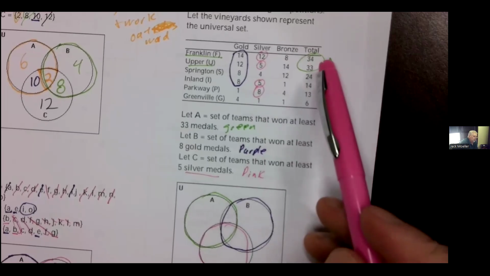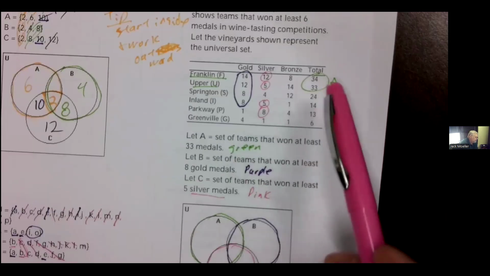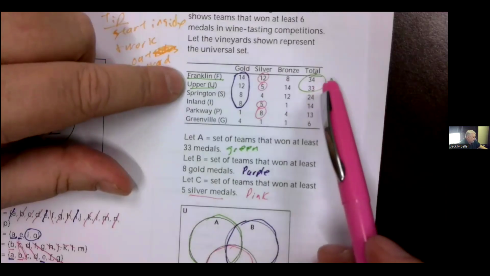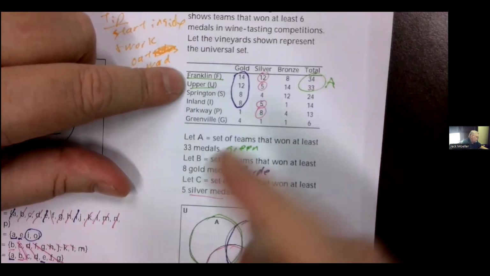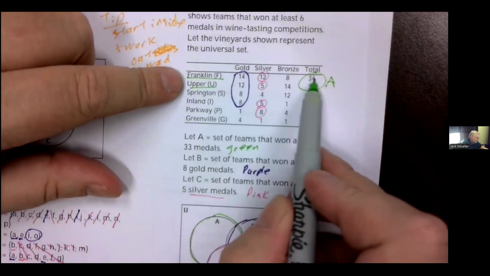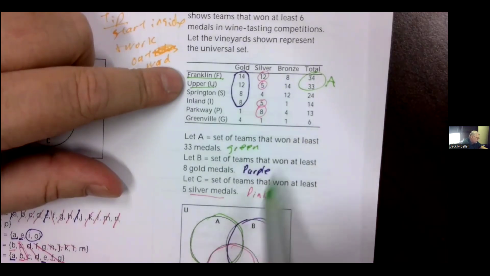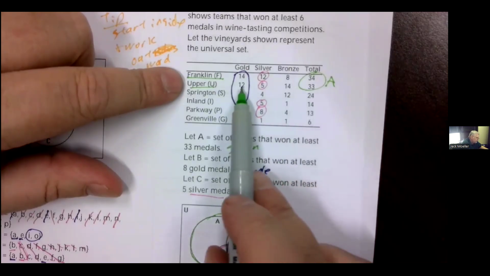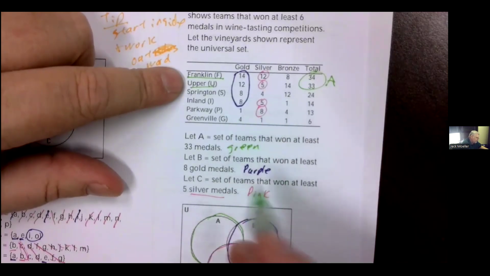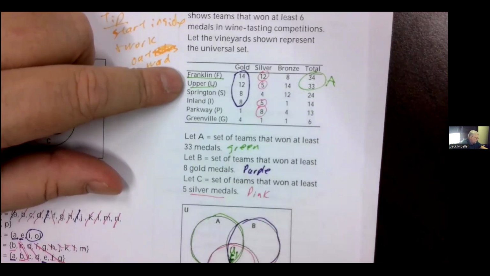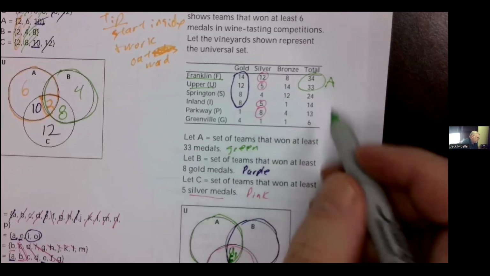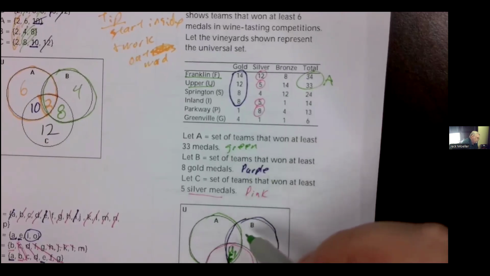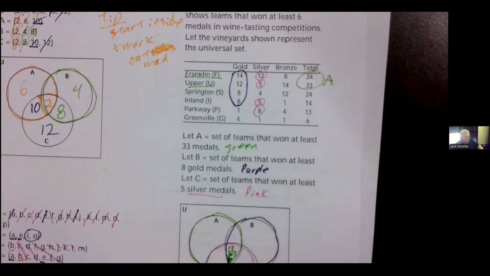Well, we know there's only 2 vineyards in A. So basically, is Franklin or Upper? Those are the 2 in A. Are they in any other sets? If you notice, Franklin is in all 3. So Franklin goes in the middle and Upper is in the middle as well. So both Franklin and Upper are in all 3. So a U and an F in the center. All right, so that takes care of A. A is done, because there's only 2 elements in that set.